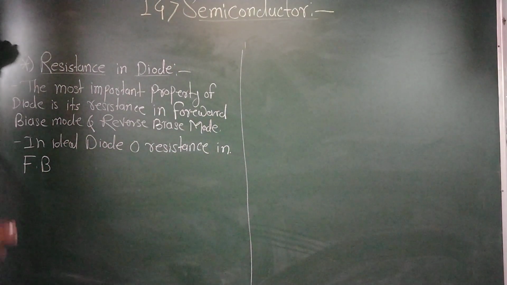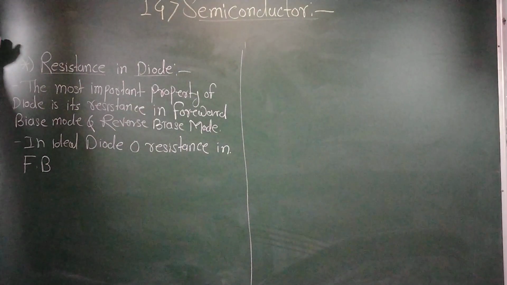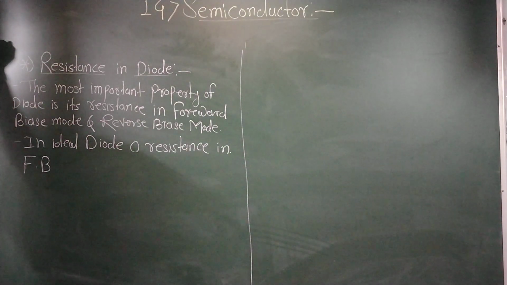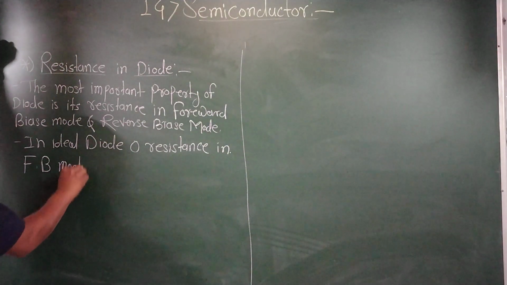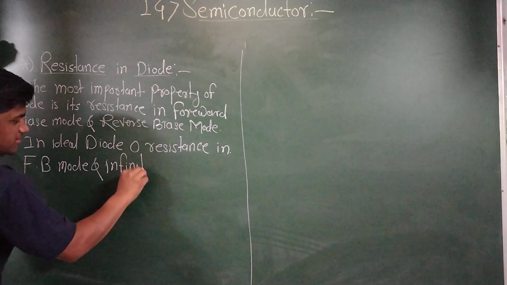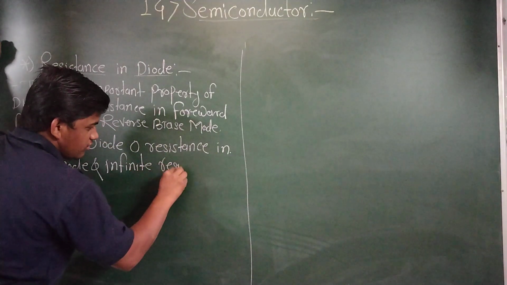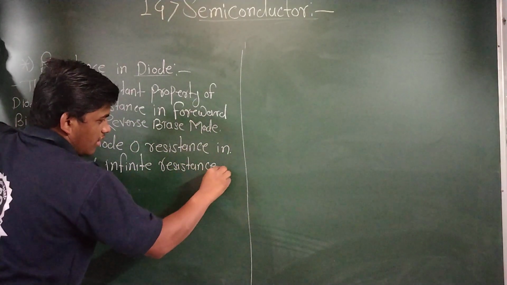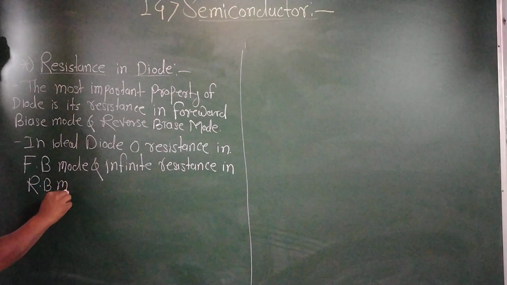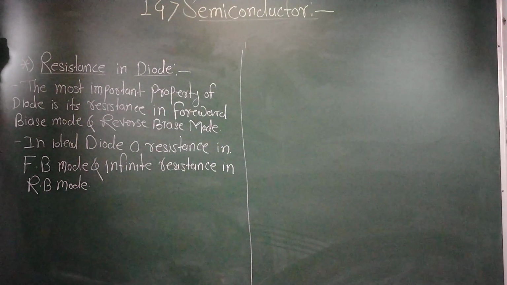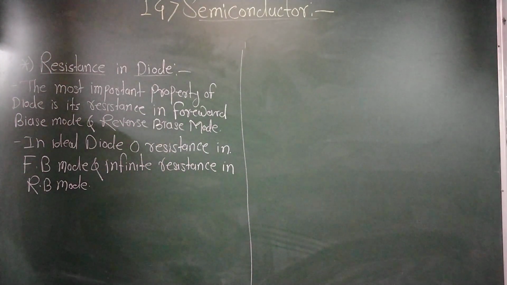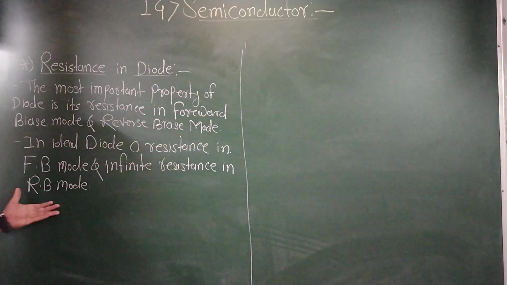That is not Facebook. This is forward bias. In ideal diodes, there is zero resistance in the forward bias mode and infinite resistance in reverse bias mode, that is RB mode. Reverse bias mode. In the ideal diode, it has zero resistance in the forward bias mode and infinite resistance in the reverse bias mode.